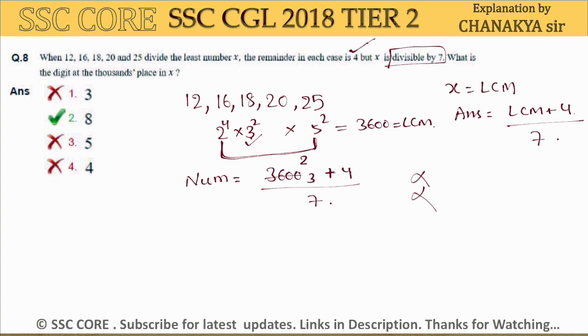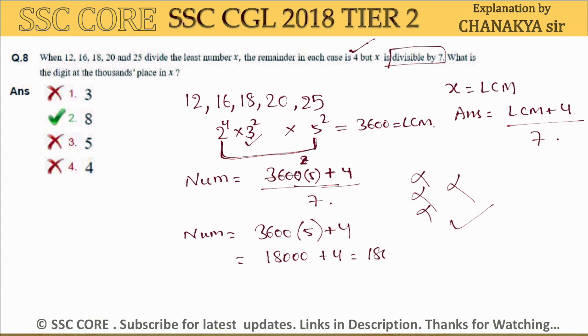Take 3 here. 2 into 3, 6 plus 4, 10. Not divisible. Take 4 here. 3600 into 4 plus 4. 2 into 4, 8 plus 4, 12. Not divisible by 7. Finally take 5 here. Take 5. 2 into 5, 10 plus 4, 14. 14 is divisible by 7. So number is 3600 into 5 plus 4, 18,000 plus 4, 18004 is the number, and the digit in thousands place is 8. 8 is in thousands place. Got it?